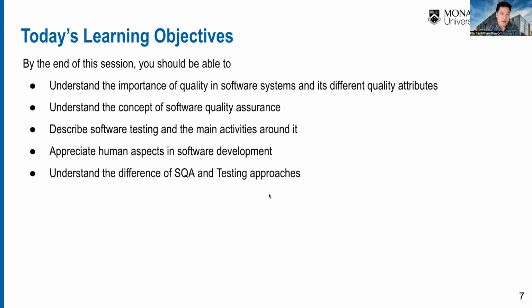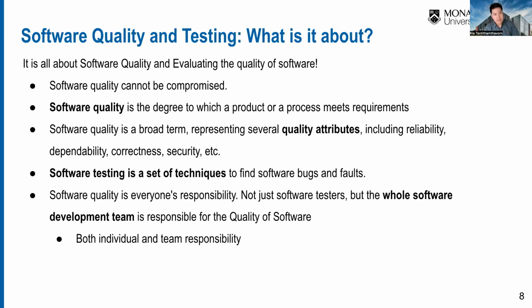Today the learning objective is that we will learn about the importance of quality in software systems and the different quality attributes as well. We will talk about the concepts of software quality assurance. We will describe the purpose of software testing and what the approaches are as well. Software quality and testing is actually all about software quality and how to evaluate the quality of the software.